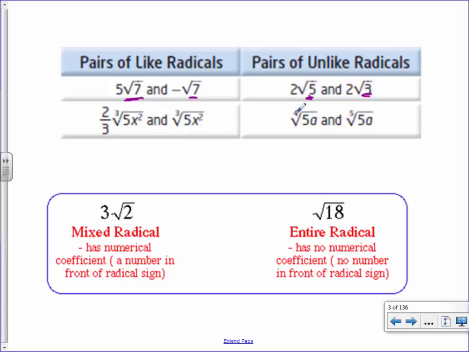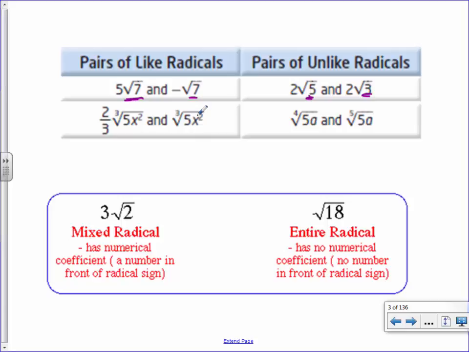Or here, this is a 4th root of 5a, this is a 5th root of 5a, same thing, they're not the same. But here I have a 3rd root of 5x squared. Here I have a 3rd root of 5x squared. They can go together. Are these kind of things you recall from last year? It's actually what I'm doing with my grade 11s right now.